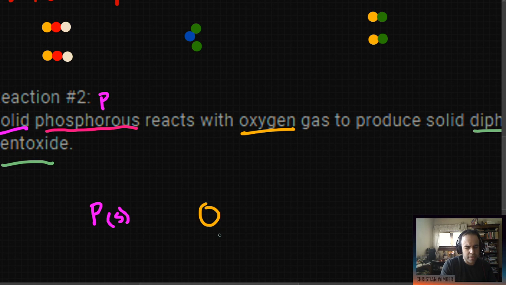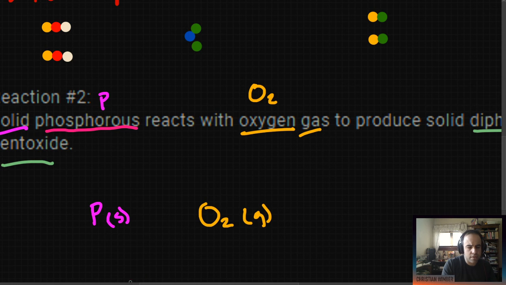Oxygen's also an element, so I'll just draw O. But this one is a Hofbrinkel. So oxygen never shows up as a single atom by itself. It's always with something else. Even if it's by itself, it'll just be 2 of those same atoms. So it is also a gas.